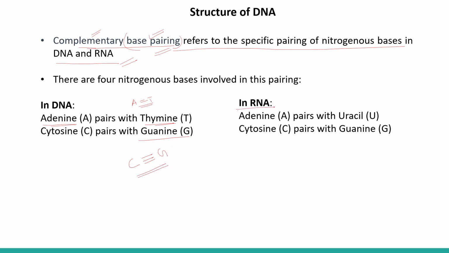If we talk about the RNA, then adenine pairs with uracil, right? They do not have thymine. Instead of thymine, they have uracil. So A pairs with uracil, and cytosine pairs with guanine. So C pairs with G, and A pairs with U. These four nitrogenous bases are involved in this base pairing. Now complementary base pairing means A is complementary to T and T is complementary to A. In the same way, C is complementary to G and G is complementary to C. That is why it is called complementary base pairing.